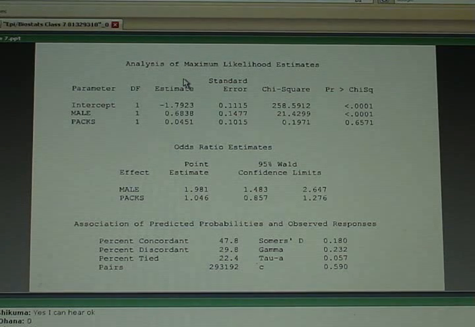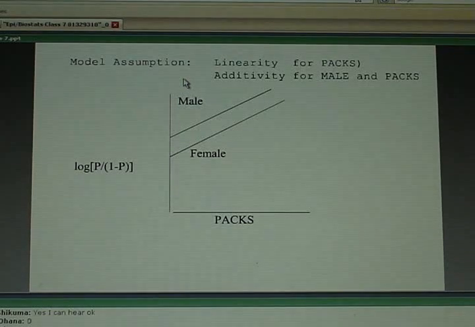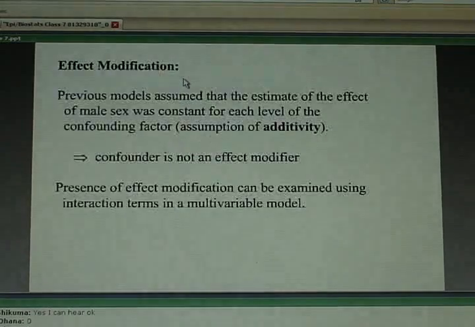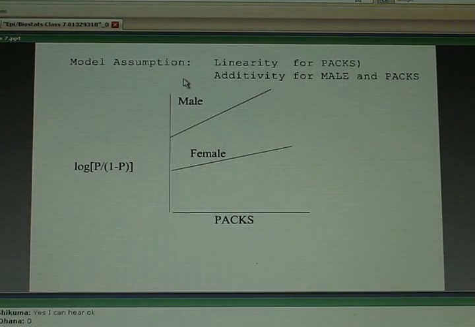We can keep it as a single continuous variable, but at a price of making an assumption of having a linear relationship. The model is also making the assumption that males and females have the same parallel line. Next week, when we come back, we'll talk about another type of model that doesn't make the assumption of linearity. It might be that of parallel lines. It might be that smoking does have a linear relationship to your log odds of disease, but maybe the slope of the smoking line for females is different from the slope of the smoking line for men.